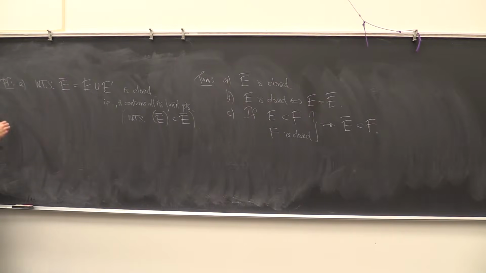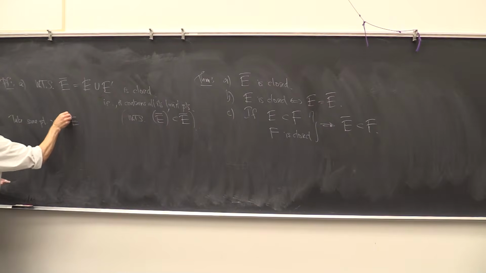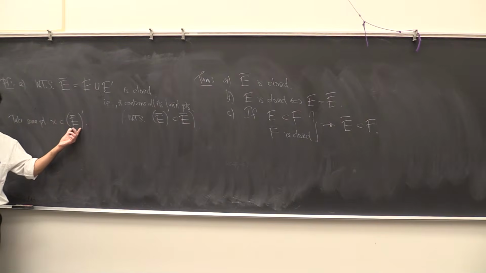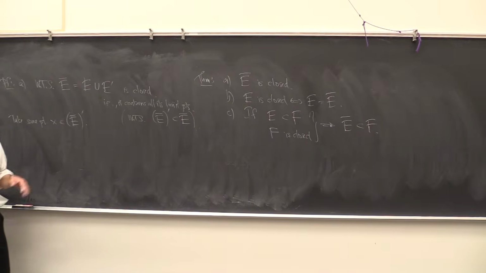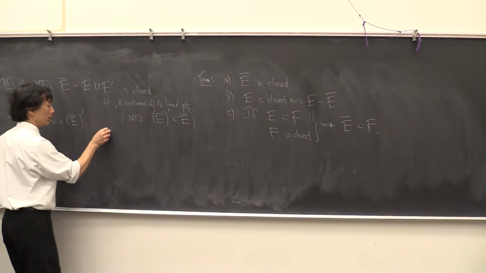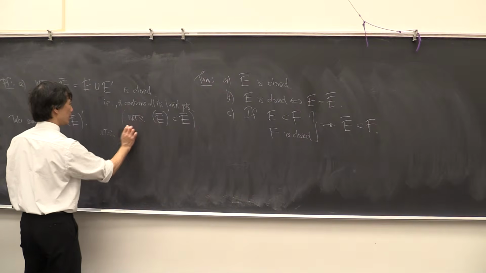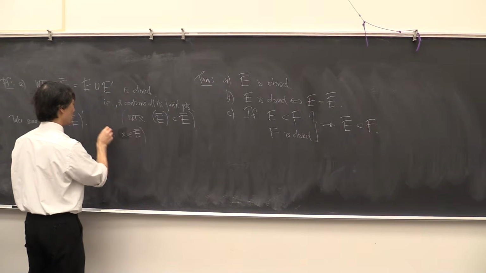Okay. So take some point x in E bar prime. Take some point that is a limit point of E bar. We want to show that that point actually is in E bar already.